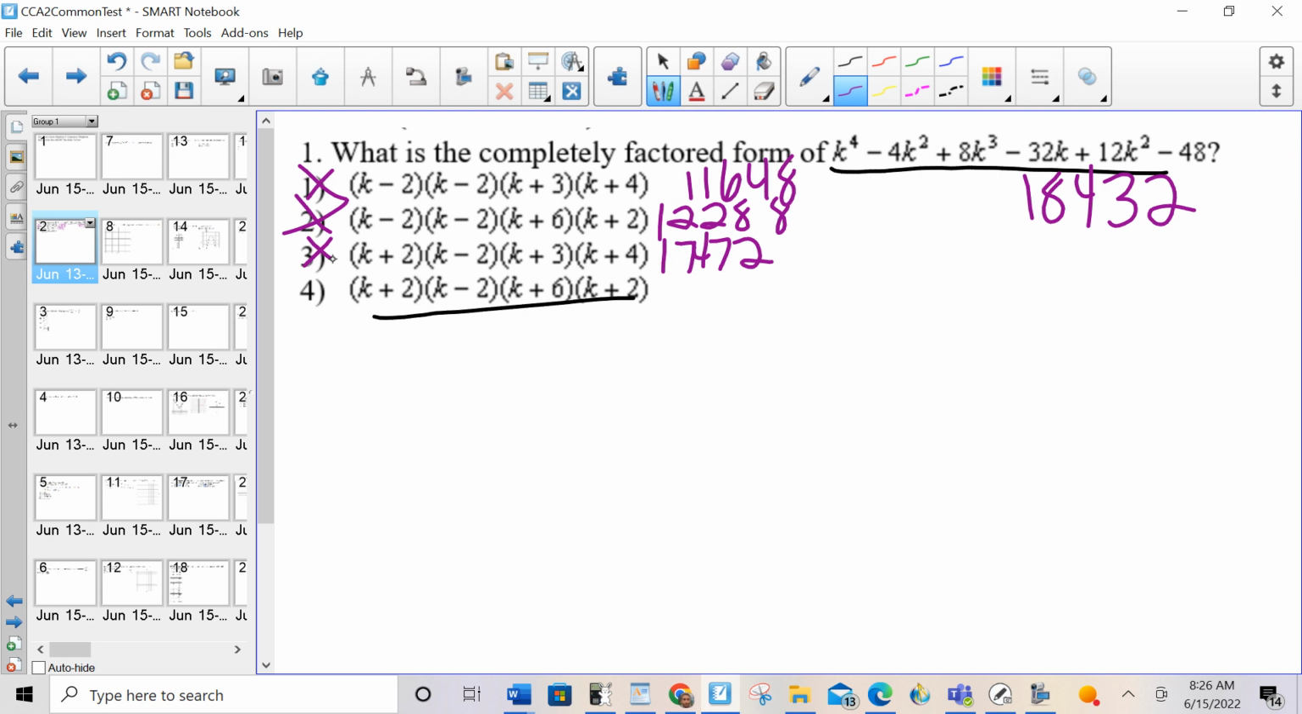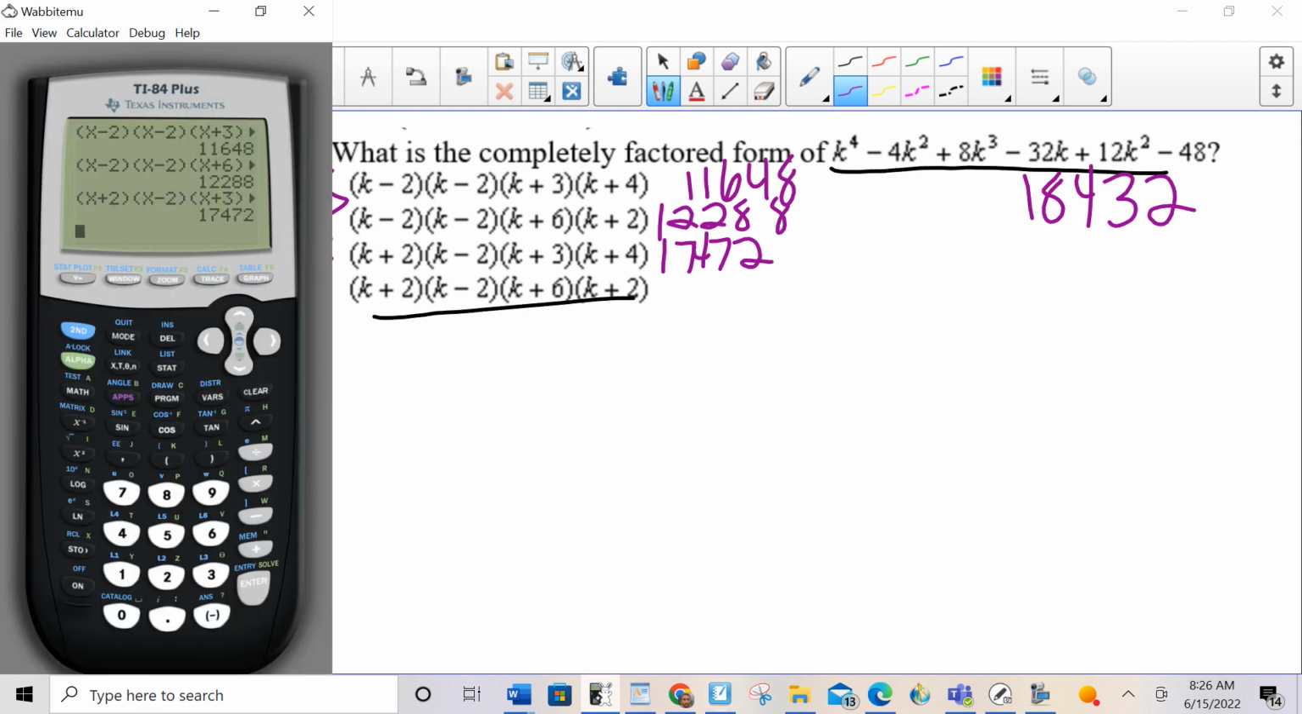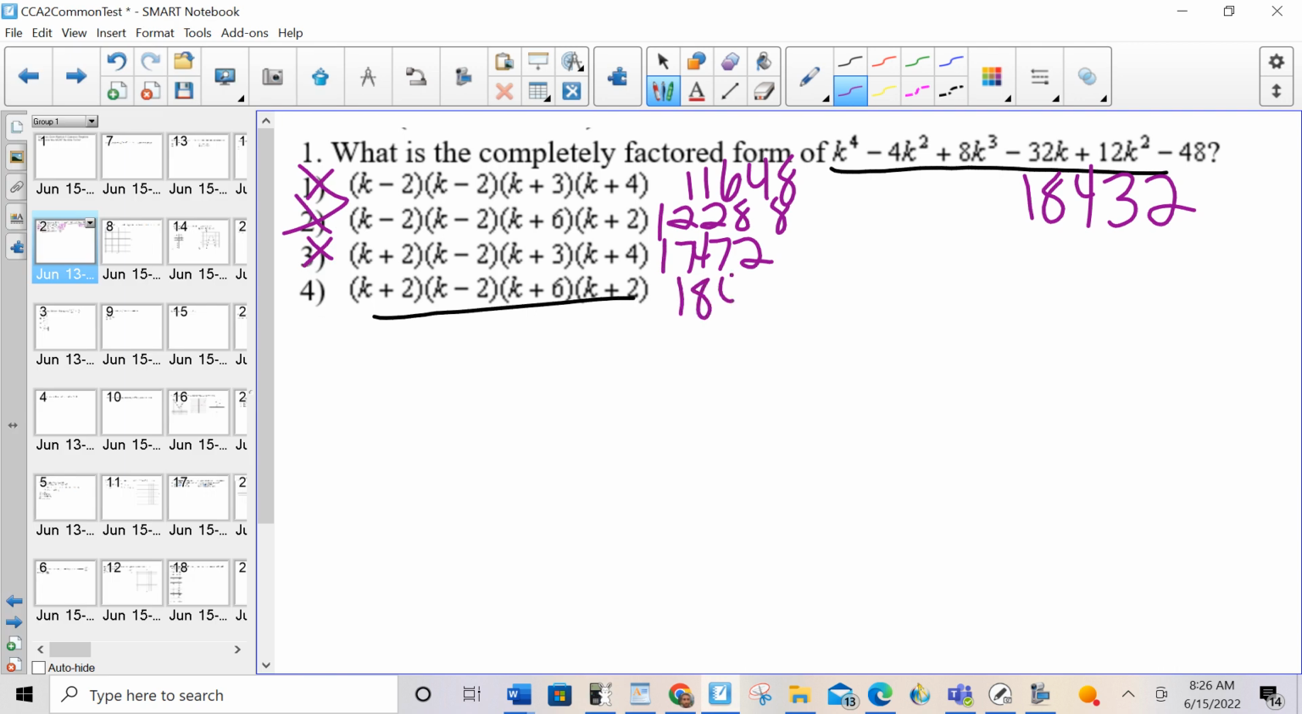Now don't just say, oh, well, since those three can't be it, then the fourth one can't. You could always make a mistake. Maybe you didn't read carefully. So you always want to go through all four choices. x plus 2, x minus 2, x plus 6, x plus 2. 18,432. It matches. That's the answer.